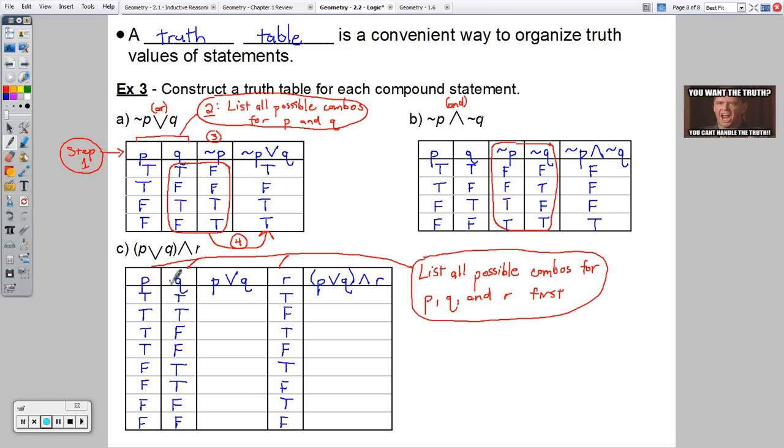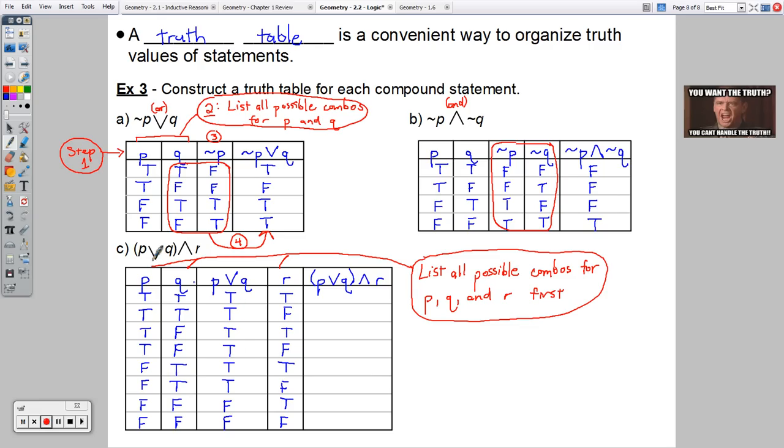And from there, we can figure out, okay, what's P or Q? And remember with P or Q, just one of them has to be true for the statement P or Q to be true. So look for ones where they're both false. Those are the only ones that are going to be false. Everything else will be true as long as you have one of the statements being true. With or, the whole statement is true.